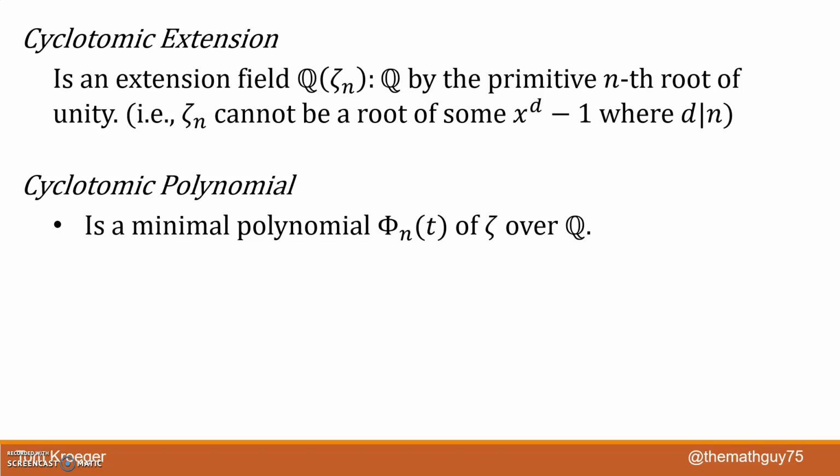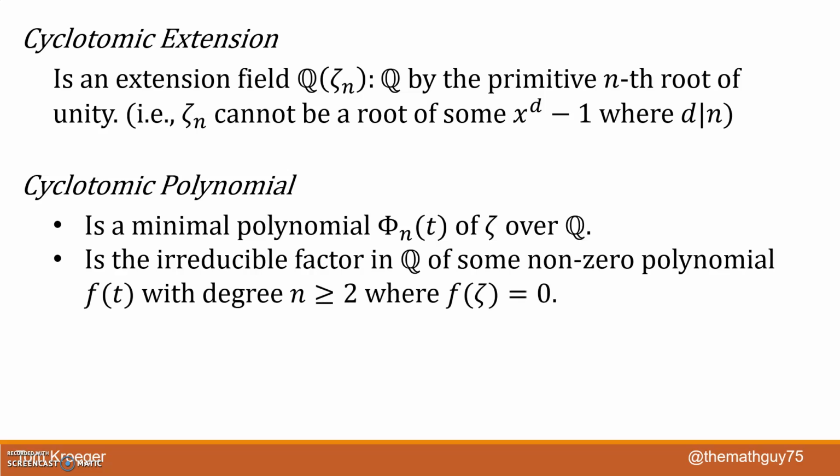The cyclotomic polynomial, which I'll call phi of t, is then the minimal polynomial of zeta over Q. It is the irreducible factor in Q of some non-zero polynomial f of t, with a degree n greater than or equal to 2, where f of zeta is equal to 0. That's what makes zeta a root. Then phi would divide f. Its degree, the degree of phi, would be equal to the degree of the extension field.